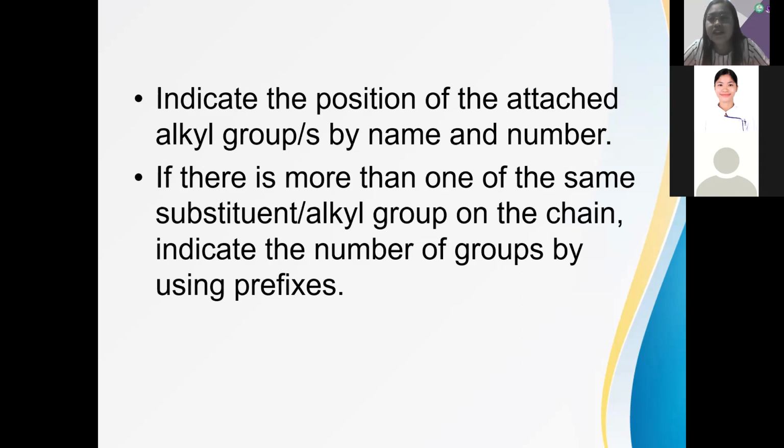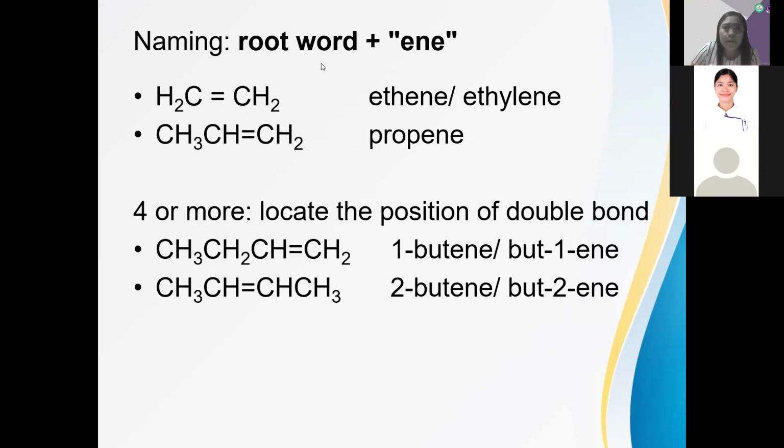Yung ating reference in assigning the numbers for the parent chain. But yung numbers na pag-assign, gagamitin pa rin natin in the naming of our substituents or our branching. Okay? And we also have to indicate the number of the double bond. So in naming, we have here examples. So we will still be using the root words or yung prefixes natin depending on the number of carbons. And this time, this will end with -ene.